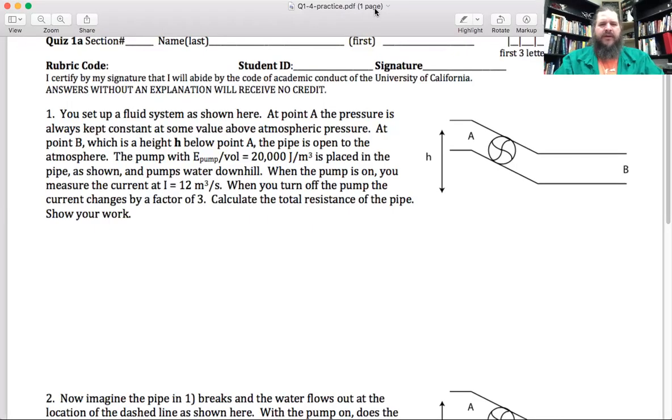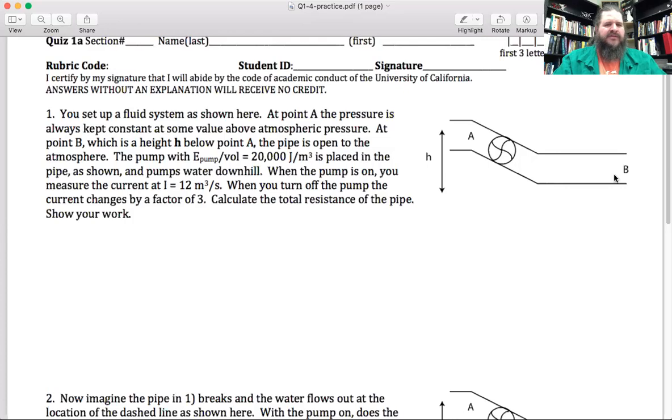So what are we trying to figure out in this one? We've got this pipe, point A higher up, point B lower down, a pump in between. What's our goal in this one? Oh, sorry. Calculate the resistance? Yeah, we're trying to find the resistance of this section of pipe.